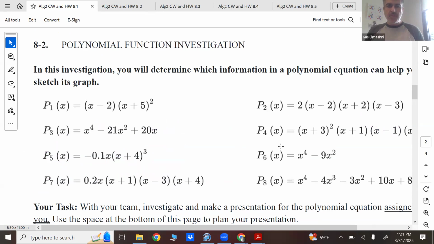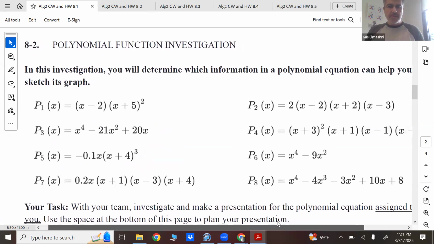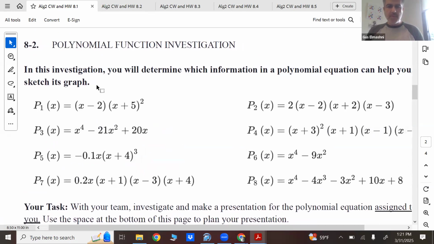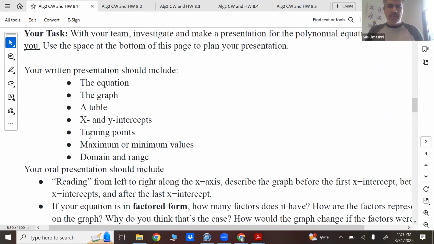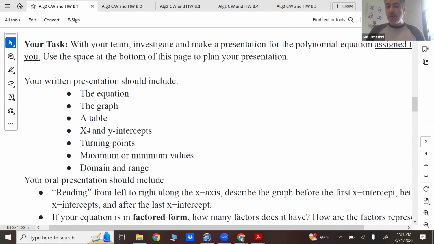So in this investigation, we'll determine which information can help you sketch the graph. You have some space down below where you can do the graph. What I want you to do is write the equation, draw the graph, make a table, do x and y intercepts, turning points, max and mins, domain and range.